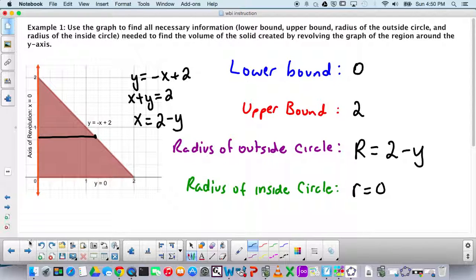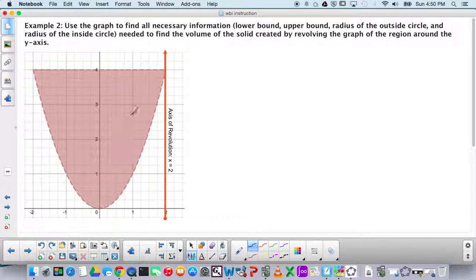So let's look at another one. So we have the graph. This is y equals x squared, and up here we have y equals 4. And now for the first time we're going to rotate it around a different line other than a coordinate axis. We're going to rotate this thing around the line x equals 2.